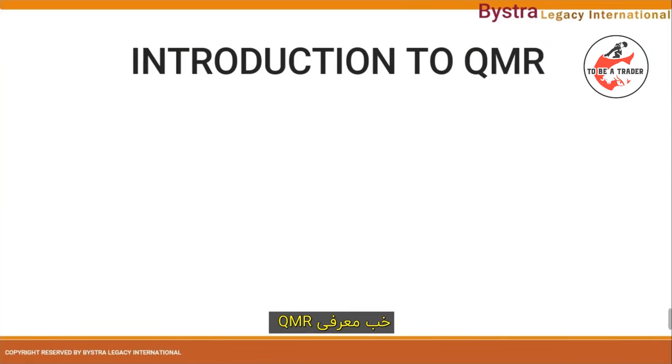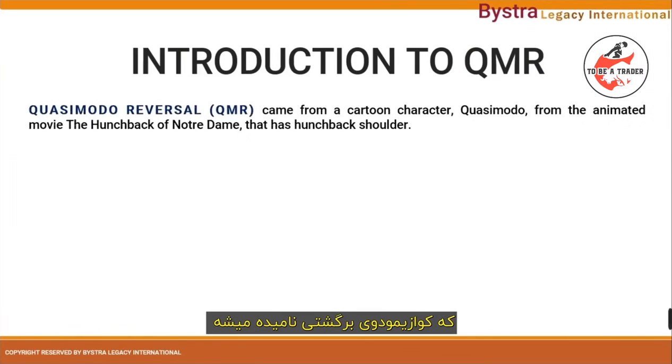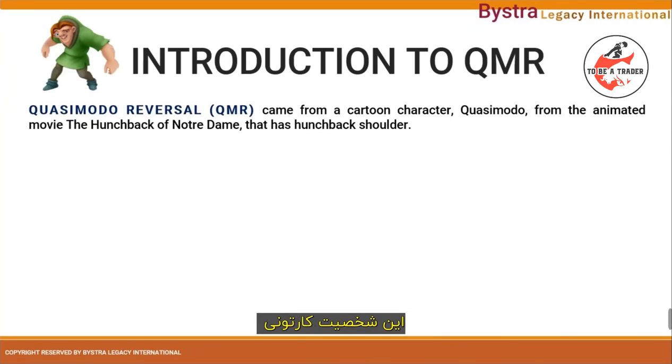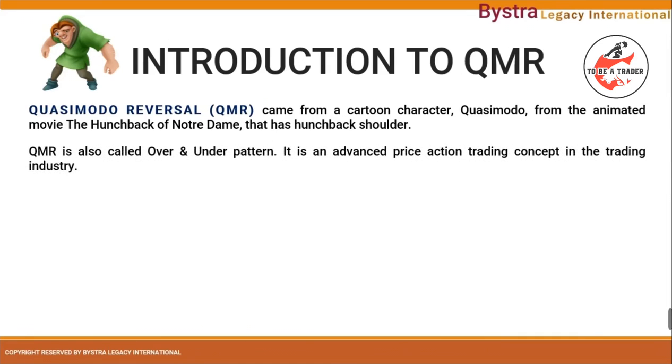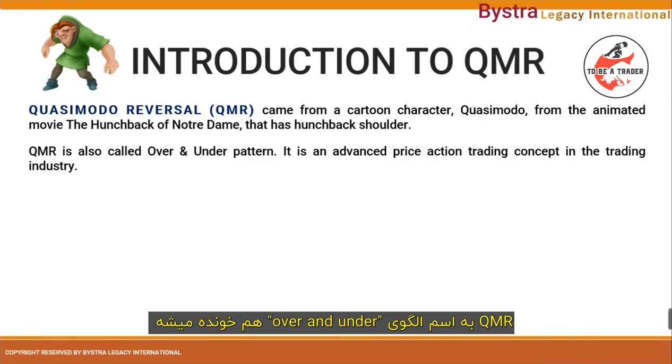So the introduction to QMR, which is called the Quasimodo reversal, actually came from the cartoon character Quasimodo. If you ever watched the animated cartoon movie called The Hunchback of Notre Dame, this cartoon character has a hunch on his back, so one side of the shoulder is higher than the other. So this is where the Quasimodo came from. The QMR is also called an over and under pattern.